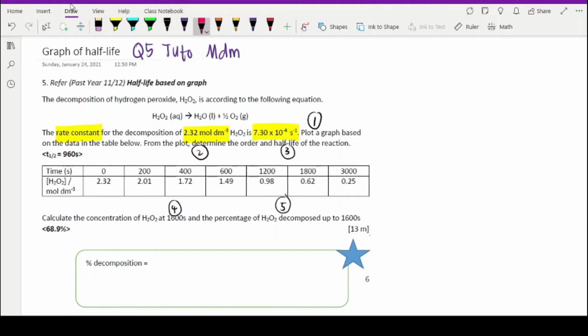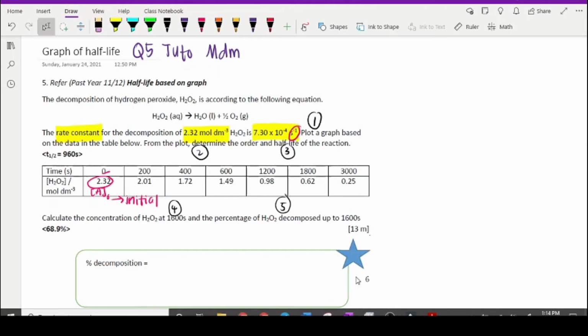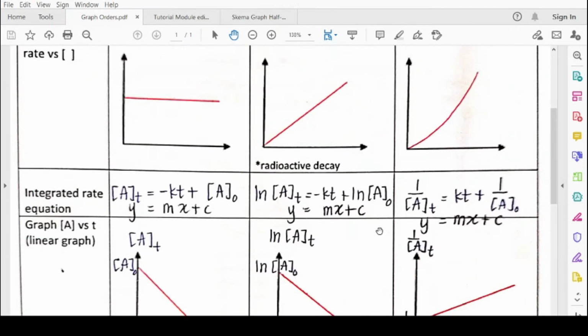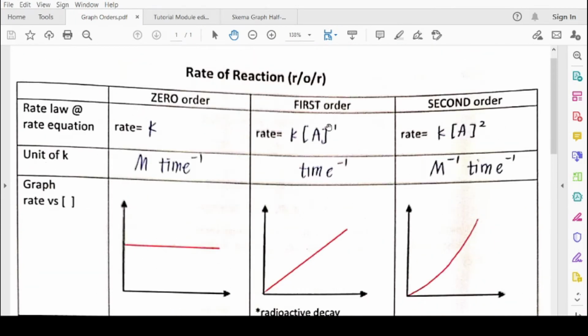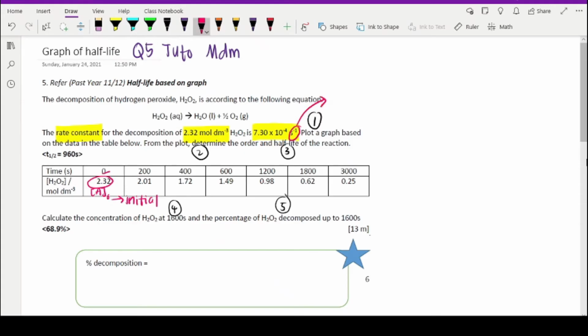So first, let us check out our information. So this is 2.32 mole per dm cube. Okay, so this must be at time equal to 0. This must be our A naught, which is our initial concentration. And per second, look back at your summary of graph. Per second, which order has the unit of per second, which is per time? That would be the first order. So we know that our graph must be the first order.